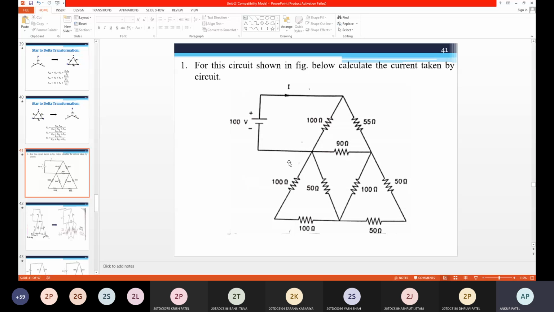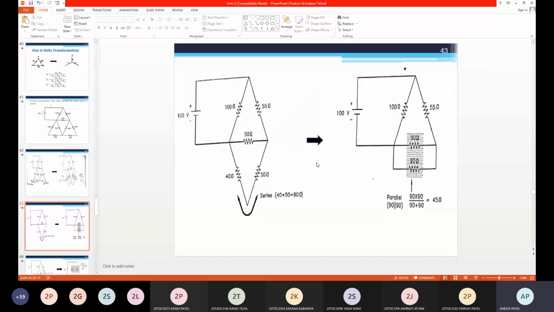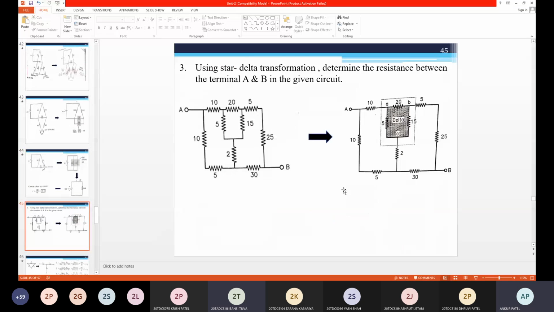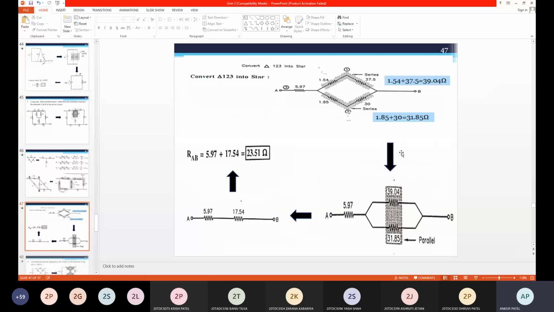I'm showing an example. You can see here the reduced form of the diagram is given, and accordingly the answer will be written. This is how you have to solve in the exam. You can see the conversion of the diagram and the answer written. Are you getting? Yes. So in each example, the reduced form of the diagram is given, and side by side the calculation is given. You can see here.